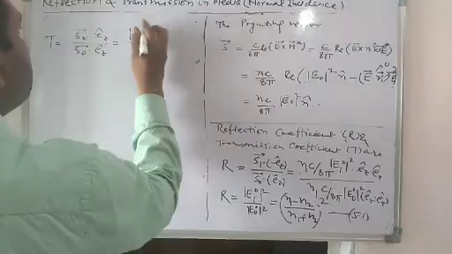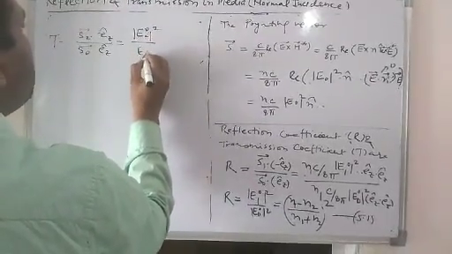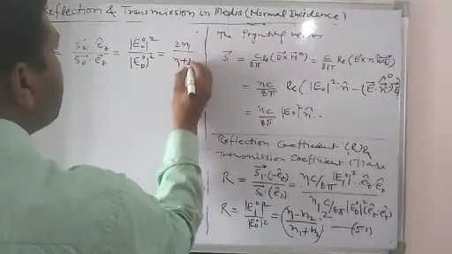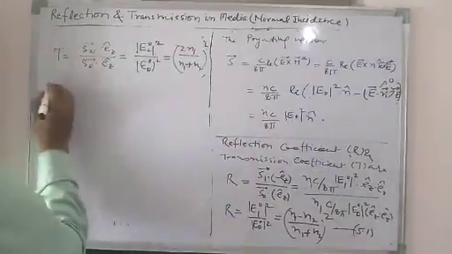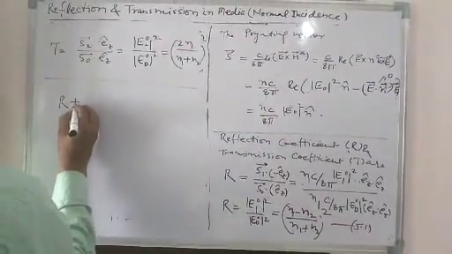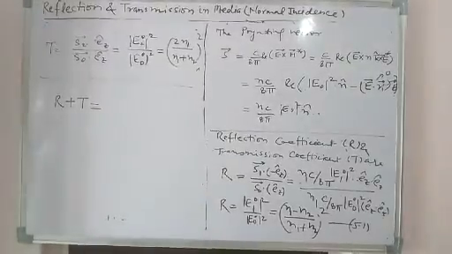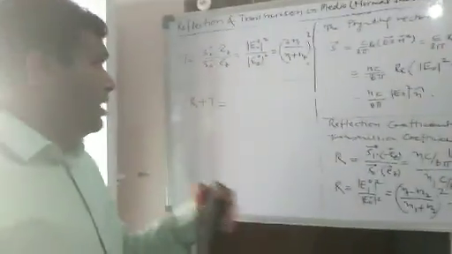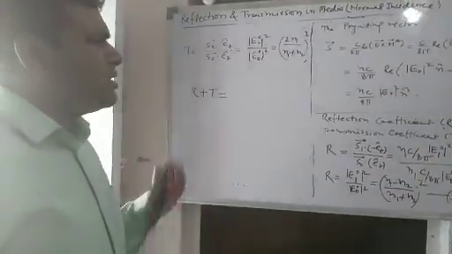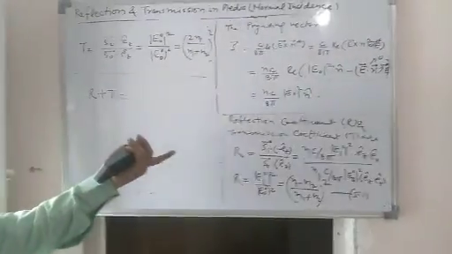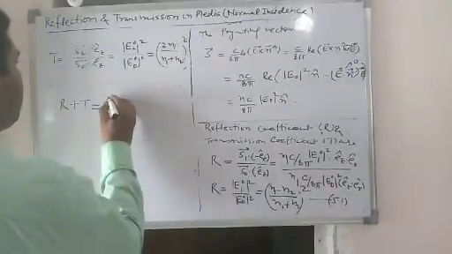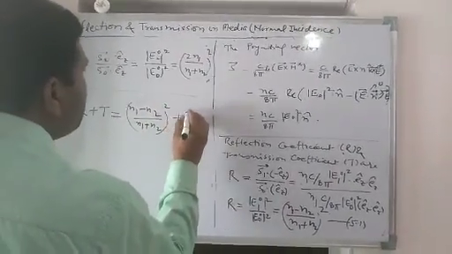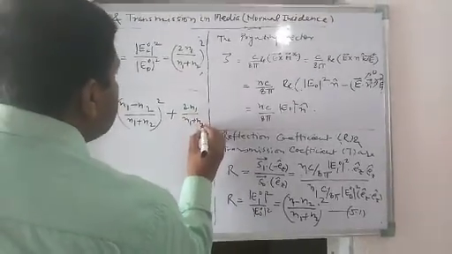Ultimately you should be able to get E naught square, E naught naught square, and that is going to be 2n1 upon n1 plus n2 whole square. From here we could check one interesting thing: R plus T. What should we expect? R is the fraction that is getting reflected and T is the fraction that is getting transmitted, so the total should be unity. Let's check whether that happens or not. This is what we have for the transmittivity.